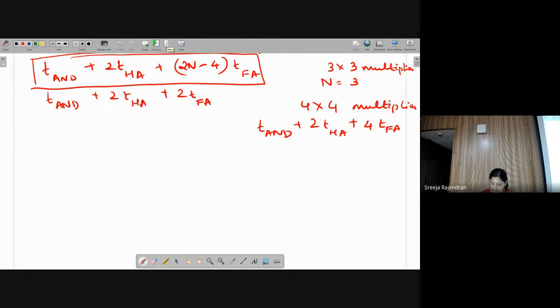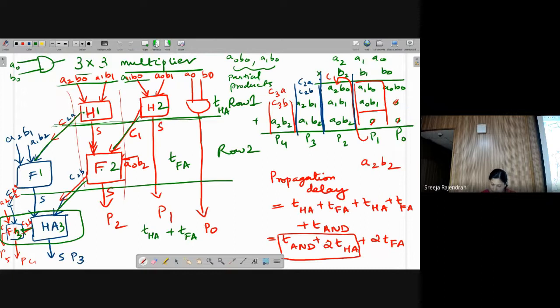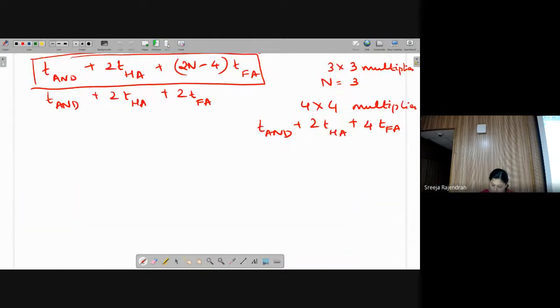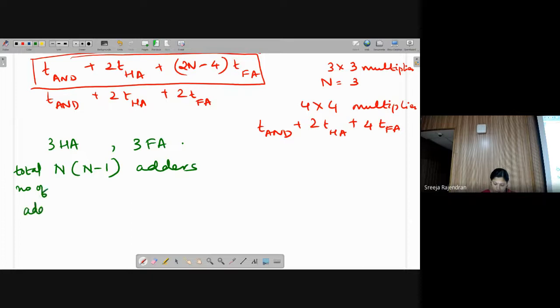So this is how we compute the thing. And how many adders are there? If I go back to the previous page, how many adders did we have in total? We had 1, 2, 3, 4, 5, 6: 3 half adders and 3 full adders. So this is 6. I can call it n into n minus 1 adders altogether, the total number of adders. Does it work? Here it works, because if n is 3, 3 into 2 gives 6.